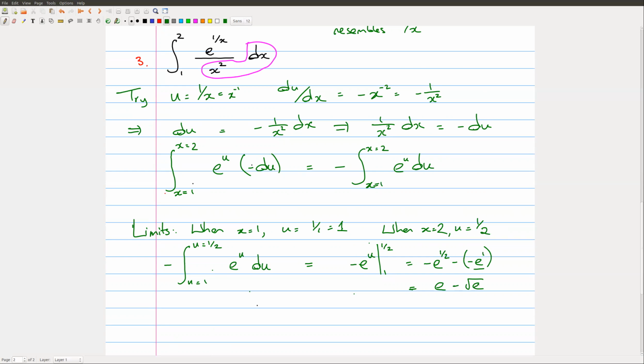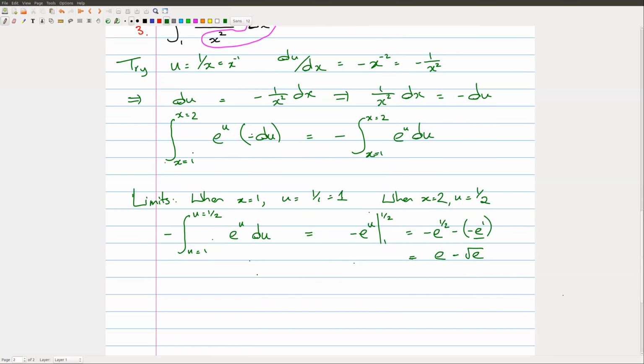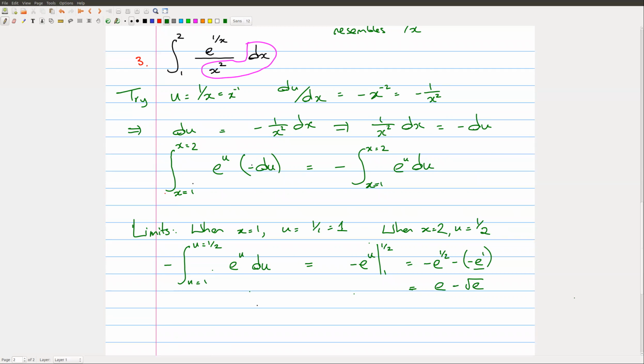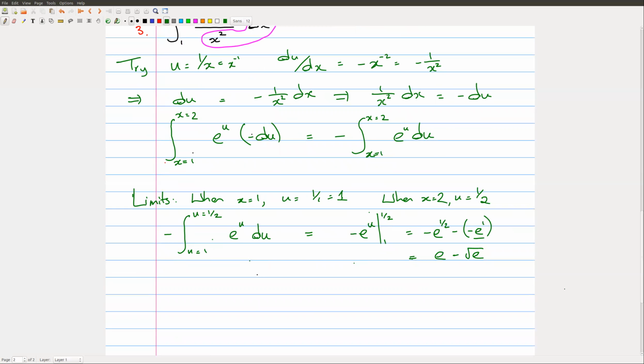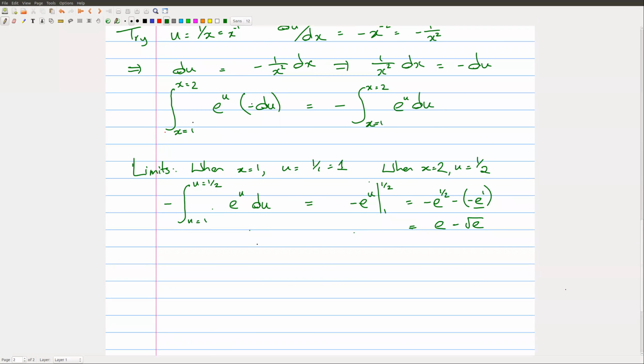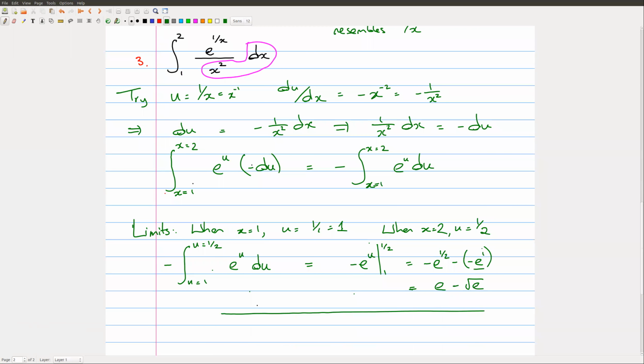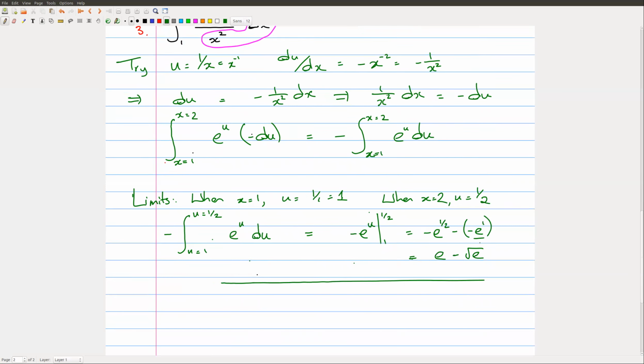And again, glancing at that thing, e to the 1 over x, all over x squared, between x equals 1 and x equals 2, I don't think there's a quick way to really see what the area of the region enclosed by the graph of that function and the x-axis is between 1 and 2, but here it is: e minus the square root of e. Just a remark, maybe. It does happen quite frequently with integration problems that there's more than one substitution that would work.